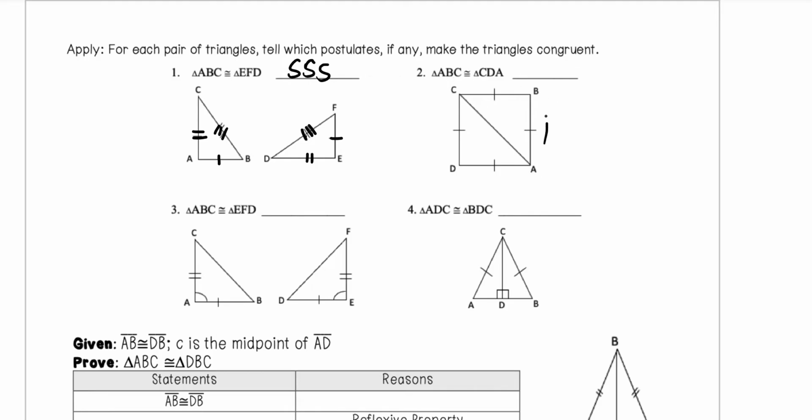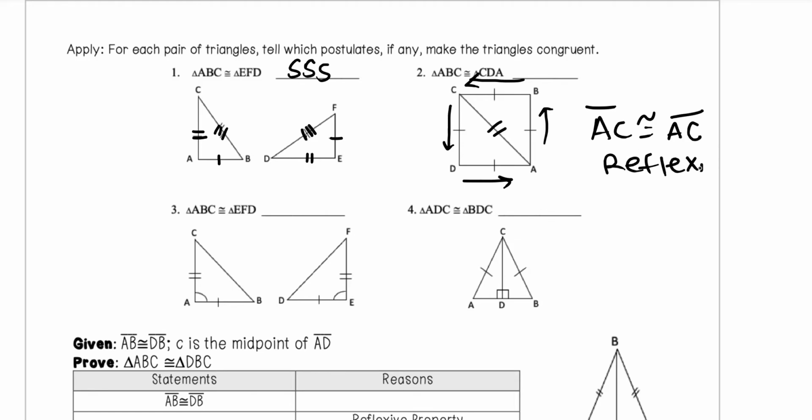So ABC goes from here to here to there. So then CDA would be this side to the middle. Well, we can see that these two triangles are sharing this middle piece. So that means that that piece, AC, has to be congruent to itself because it's the same piece of the shape. If they're both sitting on that same segment, then that segment has to be congruent to itself. And we call that the reflexive property.